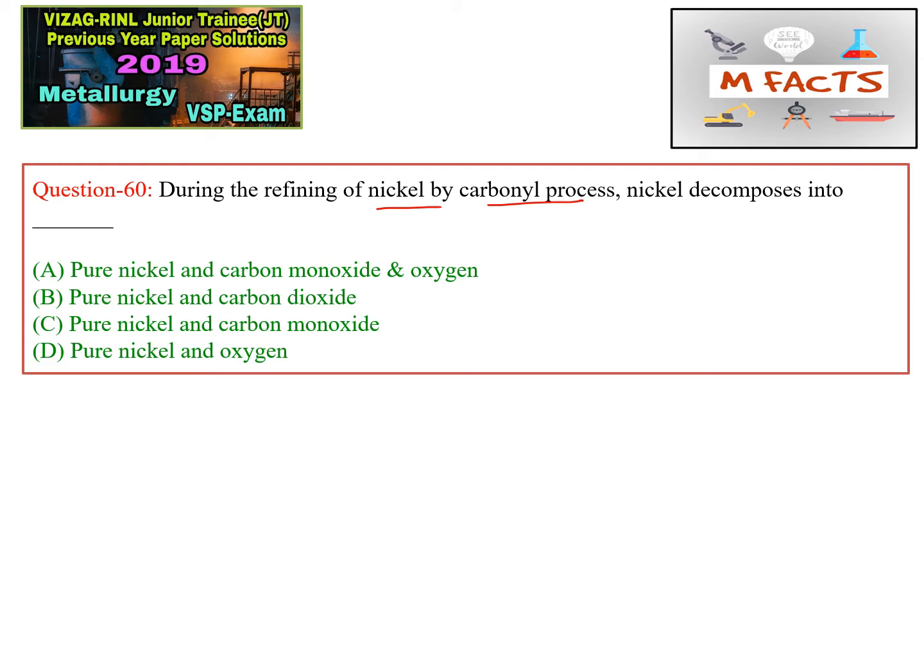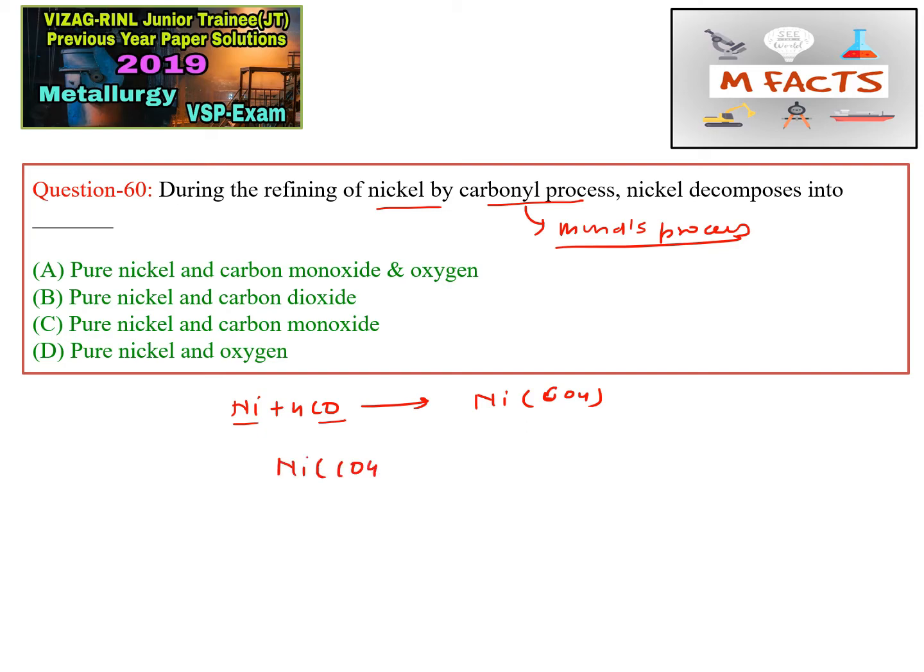Okay, so this carbonyl process is basically known as Mond's process. Most commonly, we say that this is Mond's process. Mond's process is also known as carbonyl process. In this process, what happens? First, this nickel, which is impure and used for refining purpose, will react with carbon monoxide, and this Ni will react with this CO and make the NiCO4 compound. After that, what happens? This NiCO4 decomposes into pure nickel and CO, which is a gas.